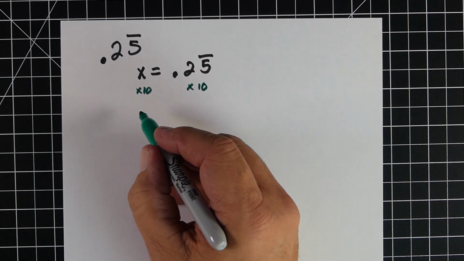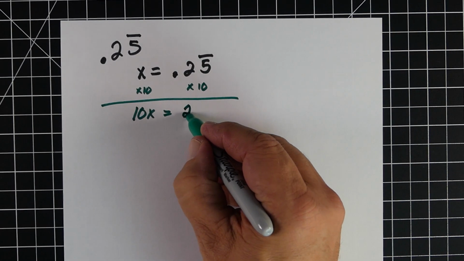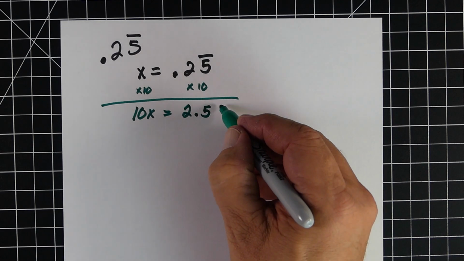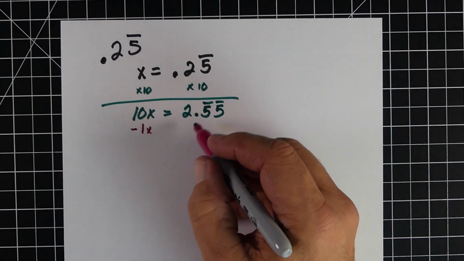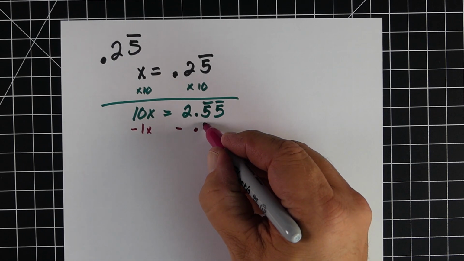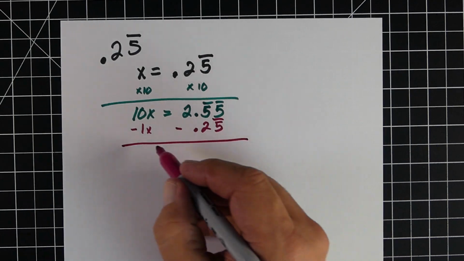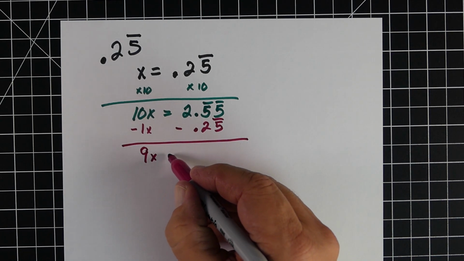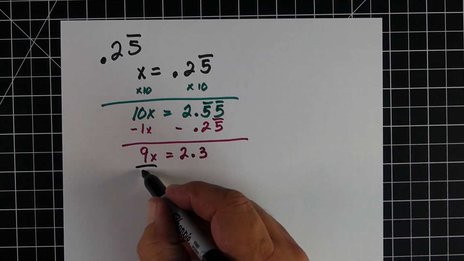We multiply both sides by 10. We get 10x equals 2.5, and then the 5's repeat. We're going to take away 1x on the left side, and on the right side, we're going to subtract the equivalent to that, which is 0.25 with the 5's repeating. After we subtract, we're going to end up with 9x on the left side. On the right side, we have 2.3.